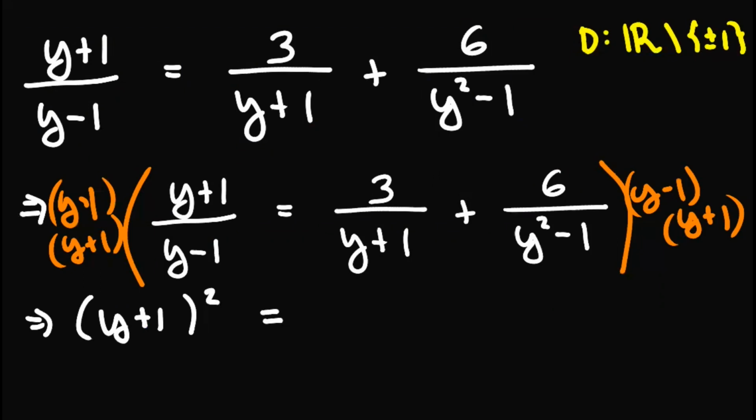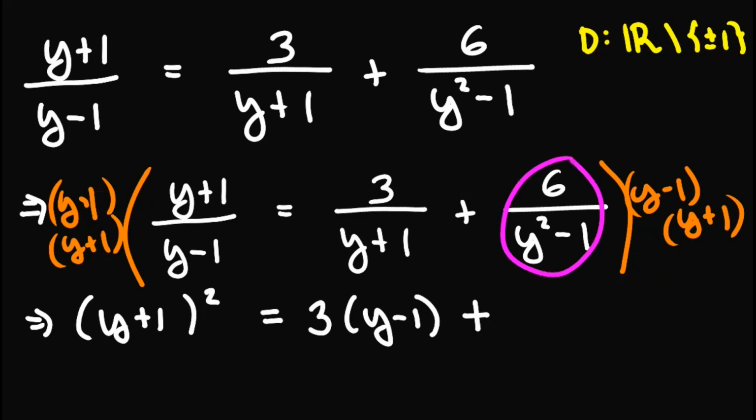On the right side, for this term, when we multiply (y - 1)(y + 1), the y + 1 out here would cancel out. So we'll be left with 3(y - 1). And for the last term, note that when we multiply (y - 1) and (y + 1) to this one, we know that (y - 1)(y + 1) is equal to this. So the whole denominator will just cancel out, and we'll be left with 6.